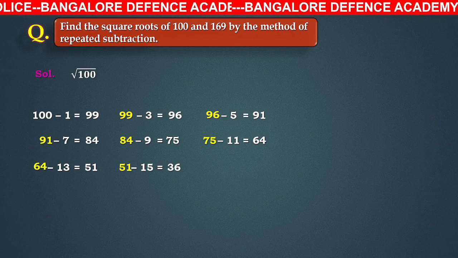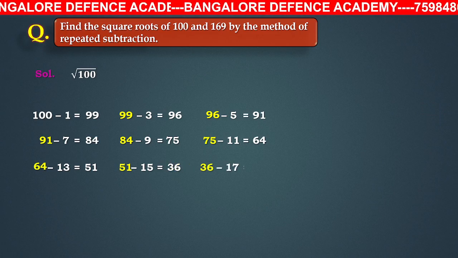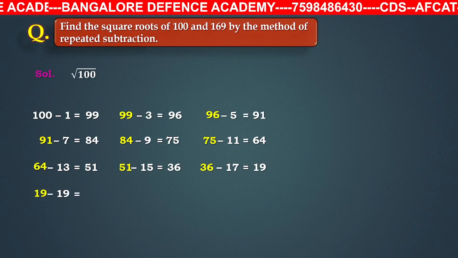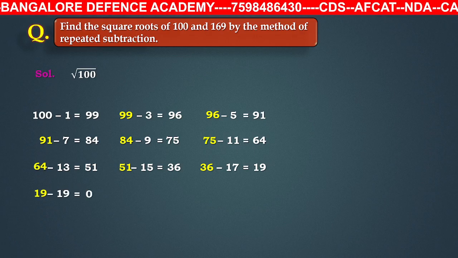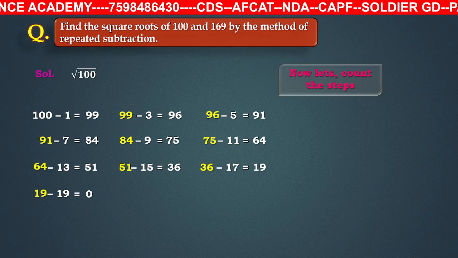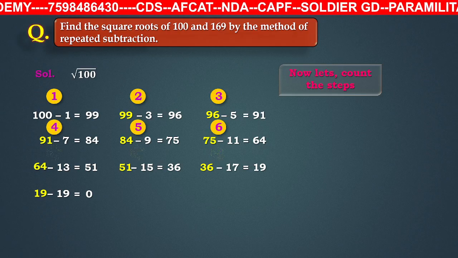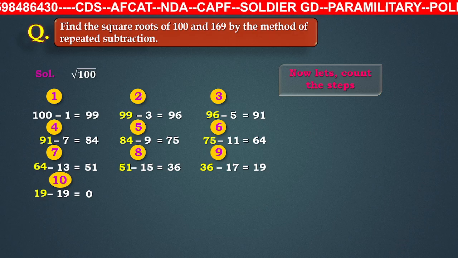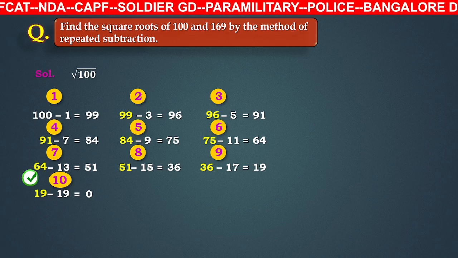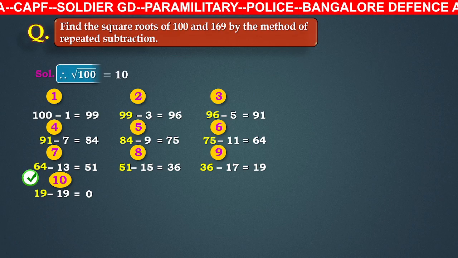51 minus 15 gives me 36. 36 minus 17 gives me 19. And 19 minus 19 gives me 0. So now here you have to stop the operation and count in how many steps you got the answer. So here you have 3 plus 6 and 9 and 10. So in 10 steps you got the answer. The square root of 100 is plus 10 or minus 10. So you have to keep this in mind.